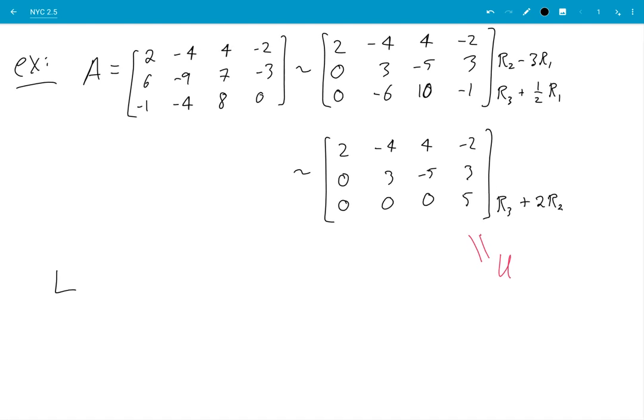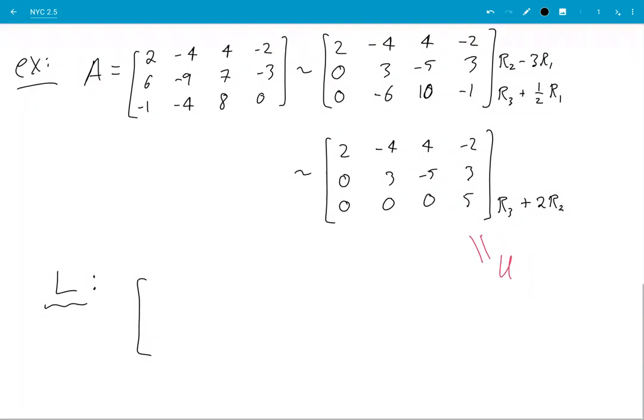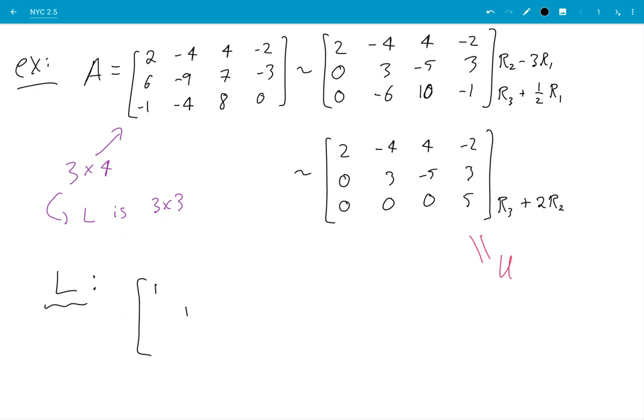Okay, to find L, I start with the identity of a certain size. What size? This is 3 by 4. So L is 3 by 3. As I said in the algorithm, you start with the identity matrix, just ones on the diagonal. Above the diagonal, you're just going to leave the zeros.